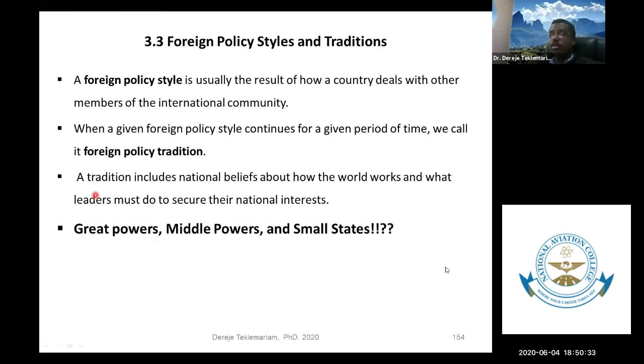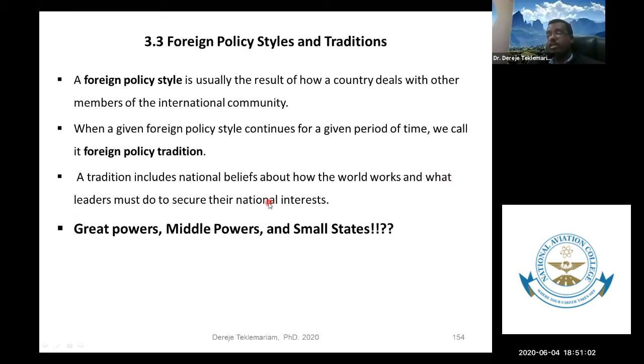So this may result, normally a tradition includes national beliefs about how the world works. For example, how is the national belief of Kenya about the world power, and the national belief that Ethiopia has about the global power? It may not be the same. Anyway, the belief about how the world works and what leaders must do in line with that.